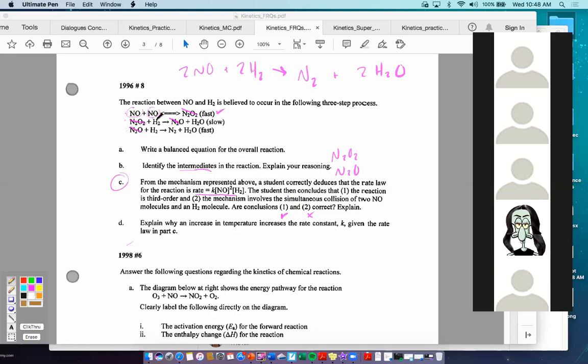The collision between NO and H2 is not simultaneous. They do not simultaneously collide, and actually they don't collide at all. NO and NO collide with each other to form N2O2, and then that collides with an H2 to let the reaction keep going. Does that make sense? So we like his conclusion 1, it is third order, but his conclusion about the collisions that are happening is incorrect because he's forgotten about the intermediate. Does that make sense to you all?